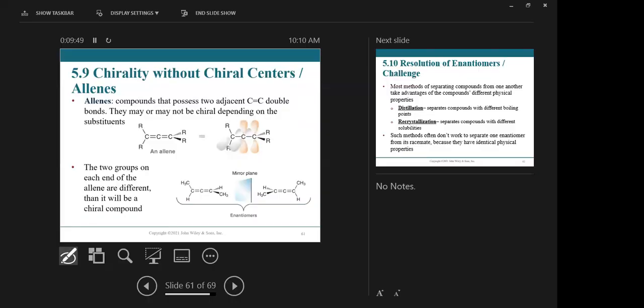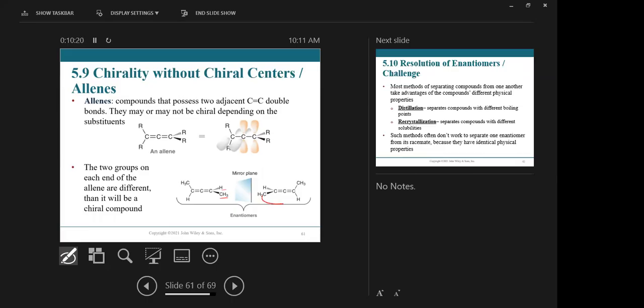Allenes are compounds that possess two adjacent carbon-carbon double bonds. They may or may not be chiral depending on the substituents. If the two groups on each end of the allene are different, then it will be a chiral compound. We can see that they are different right here. And we do have enantiomers. We can easily see this mirror plane.